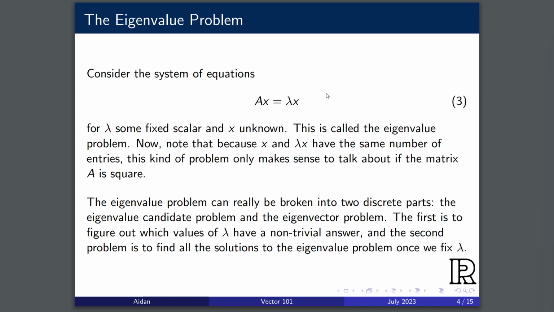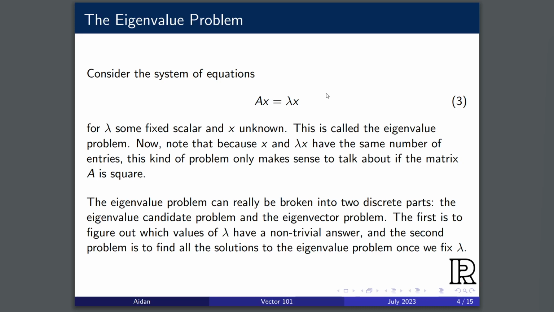Now, this whole problem is called the eigenvalue problem, but there are really two parts to it. And these names are not standard, but I'm going to use them. The two questions are the eigenvalue candidate problem and the eigenvector problem. The first one is, can we figure out which values of lambda are such that there exists solutions to this problem?